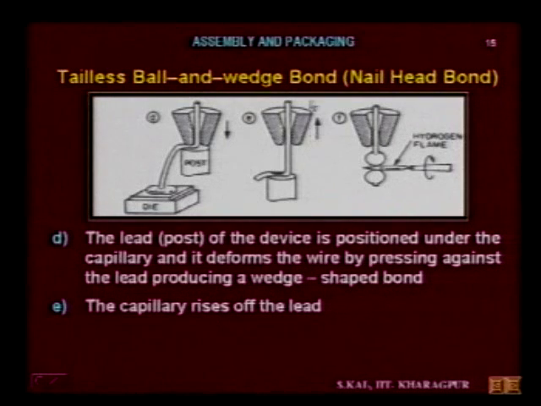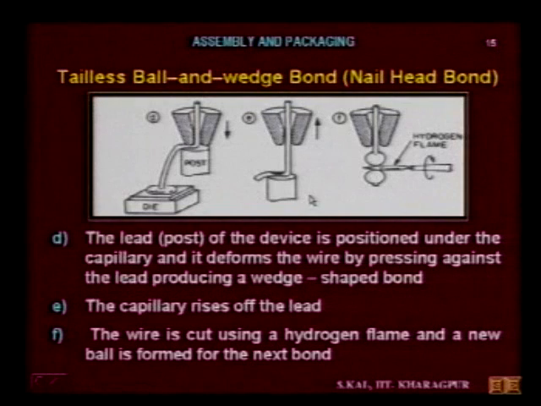The capillary then rises. After deformation of the wire, the capillary, that means the bond head, rises off the lead, and the wire is cut here using a hydrogen flame, and a new ball is formed for the next bond. So this is the total sequence of tailless bond and wedge bonding technique. This particular technique is quite popular in wire bonding. Normally in most cases we use this technique.